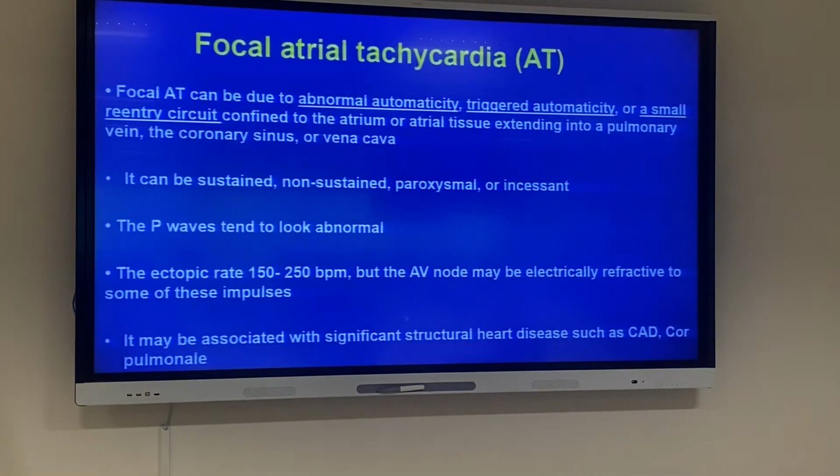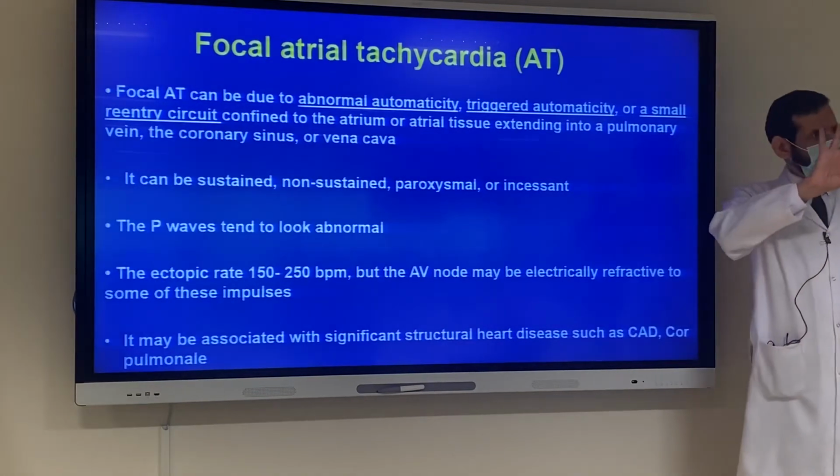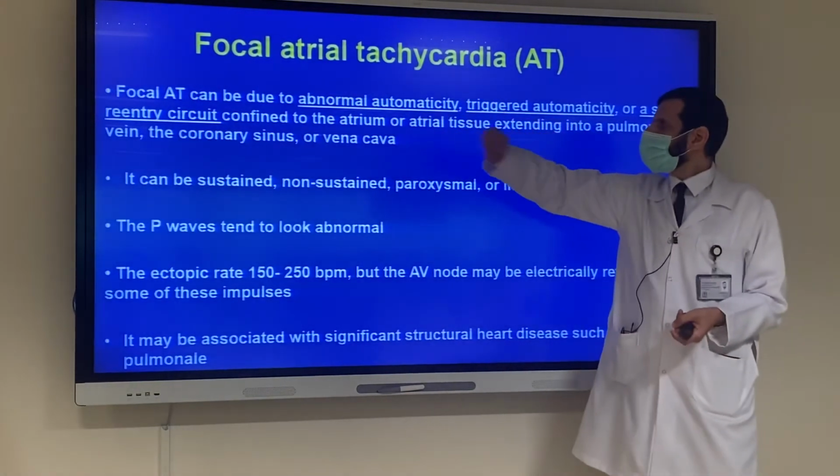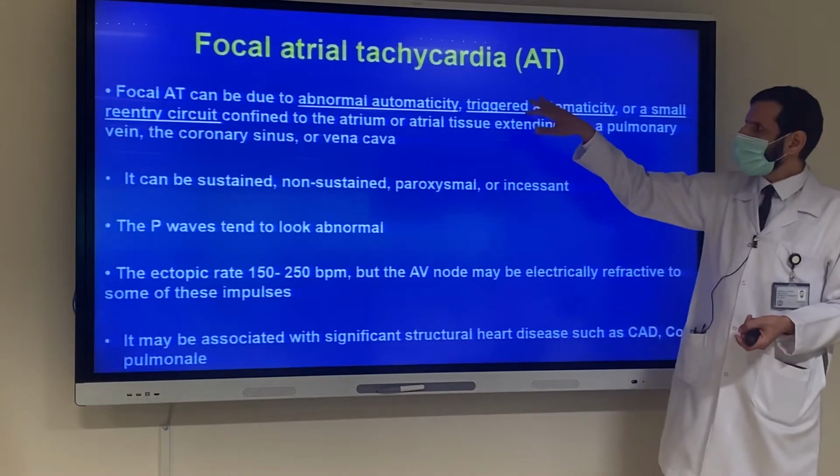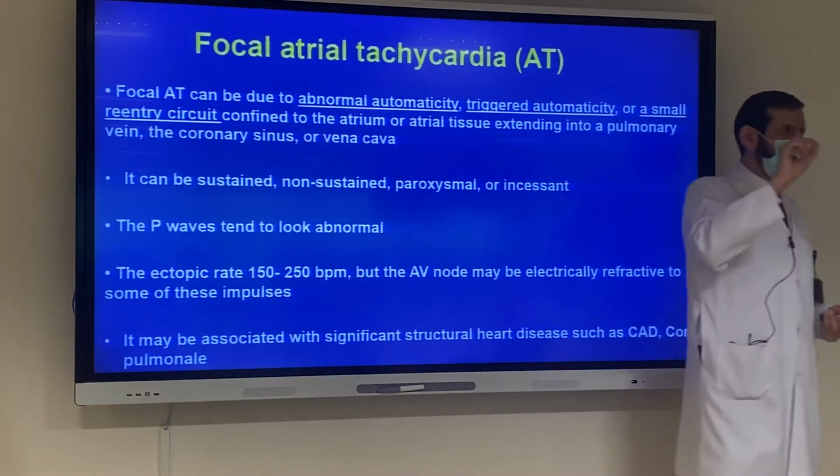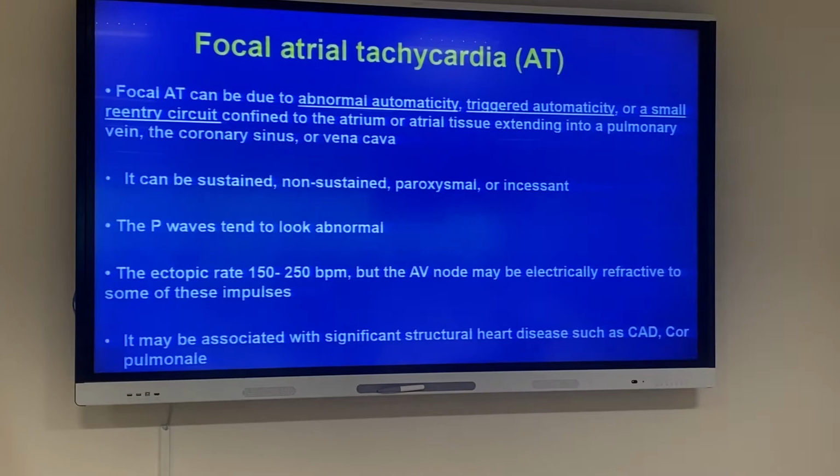So this atrial tachycardia, why does the patient have it? Remember the three mechanisms of arrhythmias? It could be abnormal automaticity in the atrium, it could be triggered activity, or it could be micro re-entry in the atrium causing this atrial tachycardia.